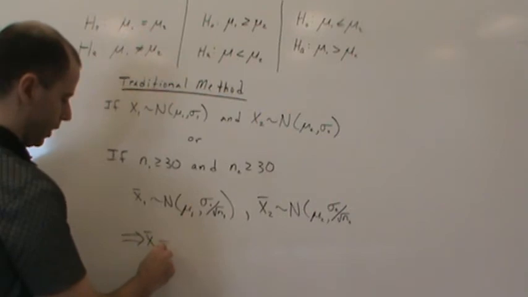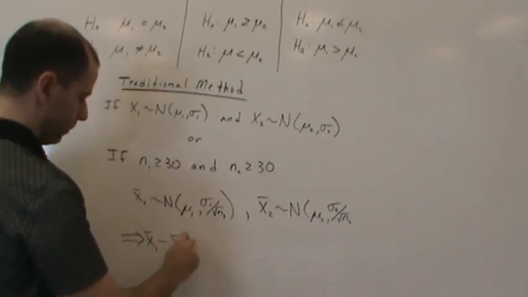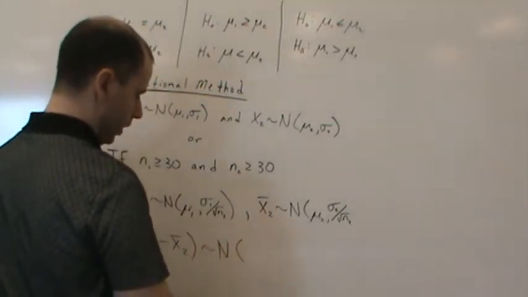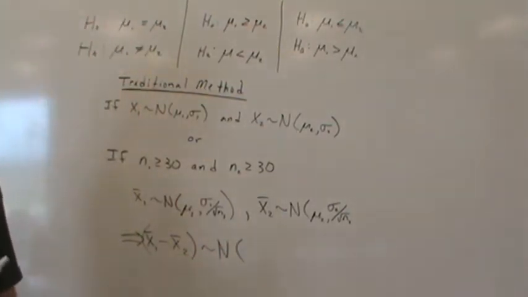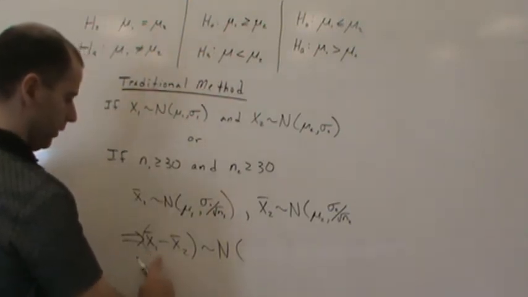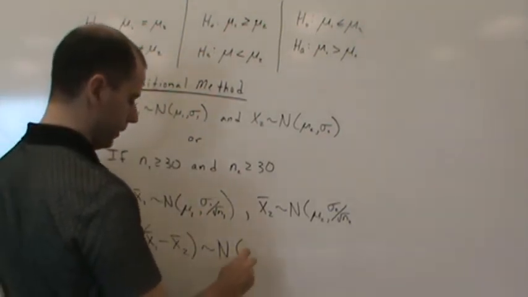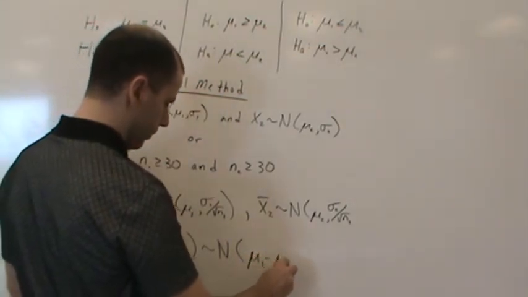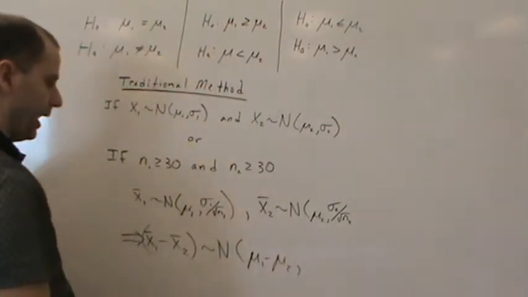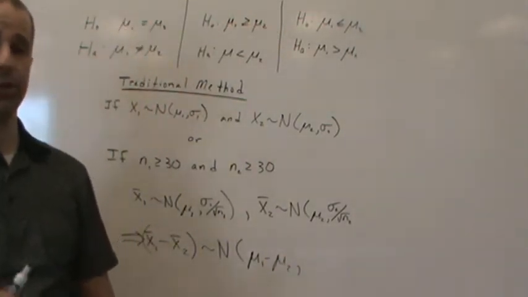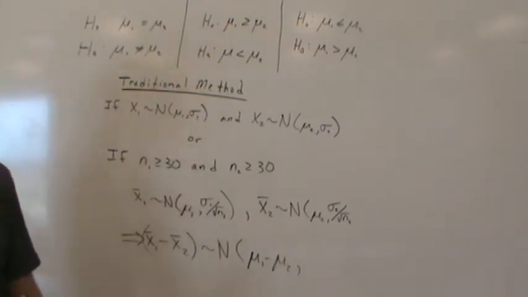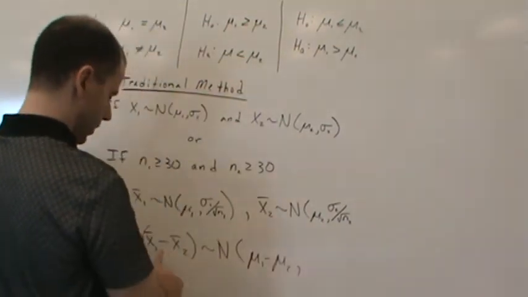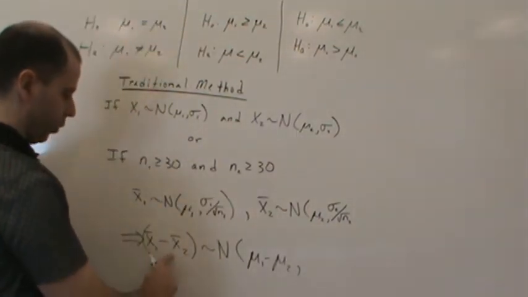We know that X bar 1 minus X bar 2 is going to be approximately normally distributed with, guess what? The mean of this random variable is going to be mu1 minus mu2. And now here's where the tricky part comes in, and I'm not going to derive this again. It's unnecessary for the scope of this class. But what about the standard deviation of X bar 1 minus X bar 2? What does that turn out to be?